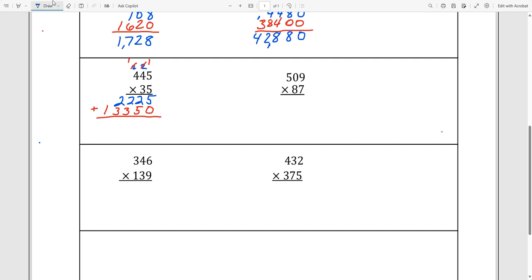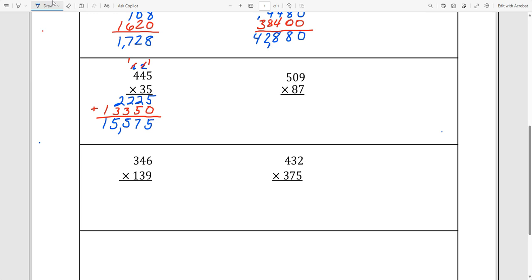I don't know what's going on with my writing. So that's 5. That's 7. This is also 5. And that's 5. And 1. So 15,575. Right, that's good. Looks great.